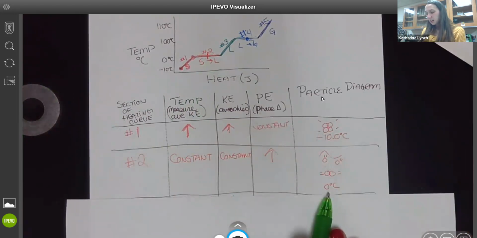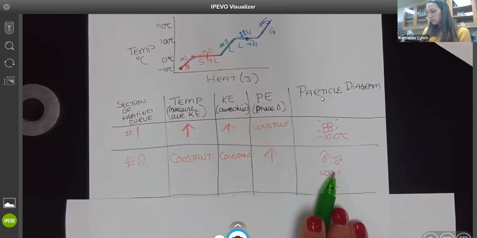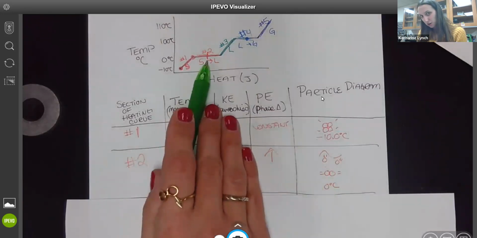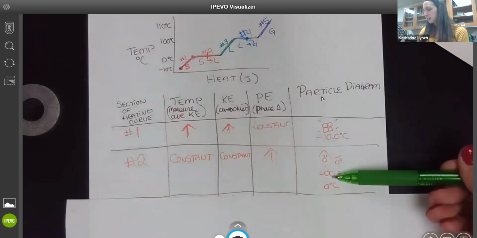My energy does not change for my kinetic energy. My temperature is going to stay 0 degrees Celsius. So my solid particles and my liquid particles, I'm trying the midsection here, would have 2 swooshies. I've just upped my swooshies from my previous temperature checkpoint.